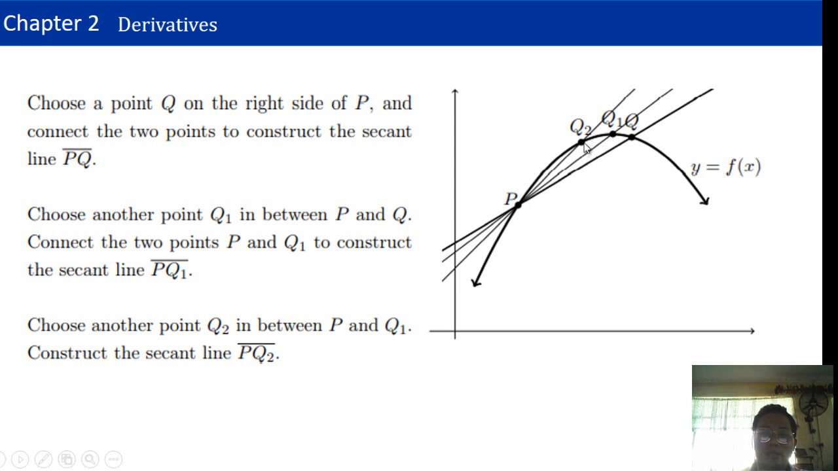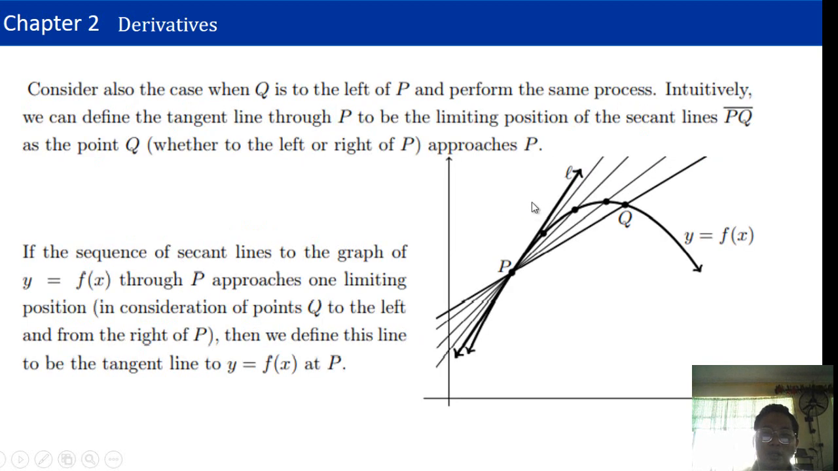And another we can find, until we reach, we have PQ sub 2, which is still a secant line. And if we are going to find the tangent line, that means we are going to consider some parts here in which the distance from the point and P is approaching 0. If the sequence of secant lines to the graph of y equals f of x through P approaches one limiting position to the left or from the right, then we define this line to be the tangent line to y equals f of x at P.